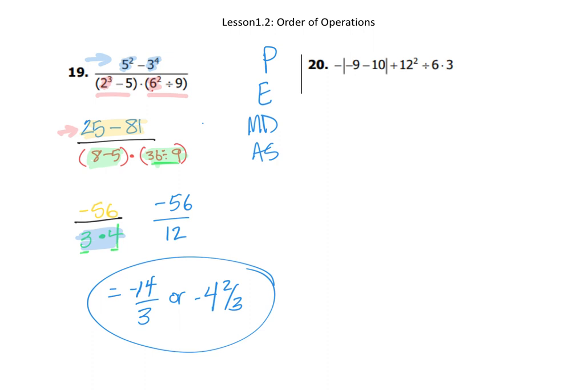Okay, number 20. I'm working my PEMDAS. My problem is the negative absolute value of negative 9 minus 10, plus 12 squared divided by 6 times 3.